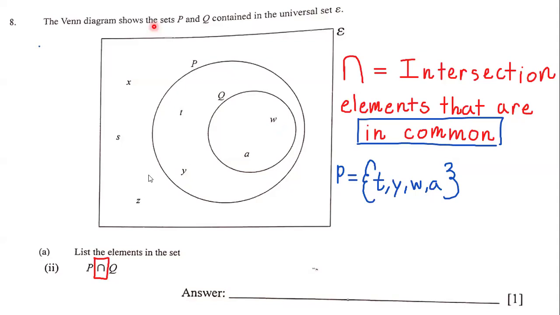Now the elements of Q. The elements of Q are going to be what? What are the elements that are inside of Q, class? Just Q. W, A. Just W and A, or A and W, okay?